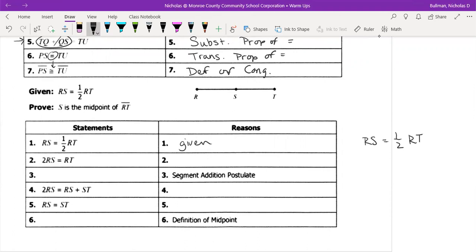How did I go from RS equals 1/2 RT to 2RS equals RT? Well, think of in an equation, how do I get rid of this 1/2? Well, I'd have to multiply the side by 2. And what I do to one side, I have to do to the other. So 2RS would equal RT, which is our next statement. Since I multiplied both sides by 2, this would be our multiplication property of equality.